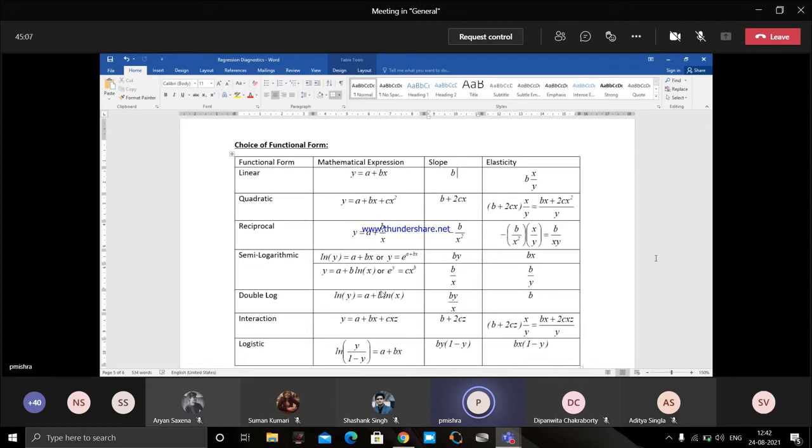So having a linear specification may help you in making the model simple. It may bring in convenience in estimating the model, but we may miss out many important perspectives.